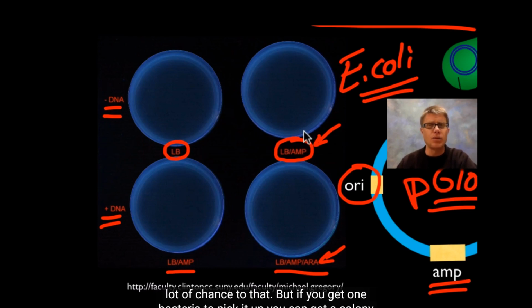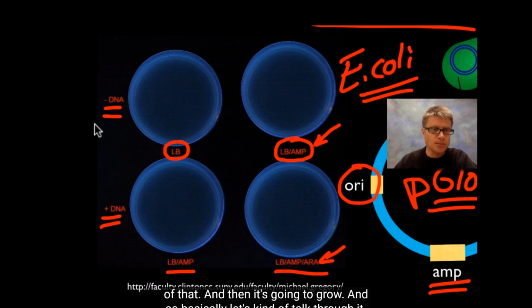So there's a lot of chance to that. But if you get one bacteria to pick it up, you can get a colony of that, and then it's going to grow. And so basically, let's talk through it. If bacteria doesn't pick up the DNA, what should it look like here? Well, we should have a lawn of bacteria.